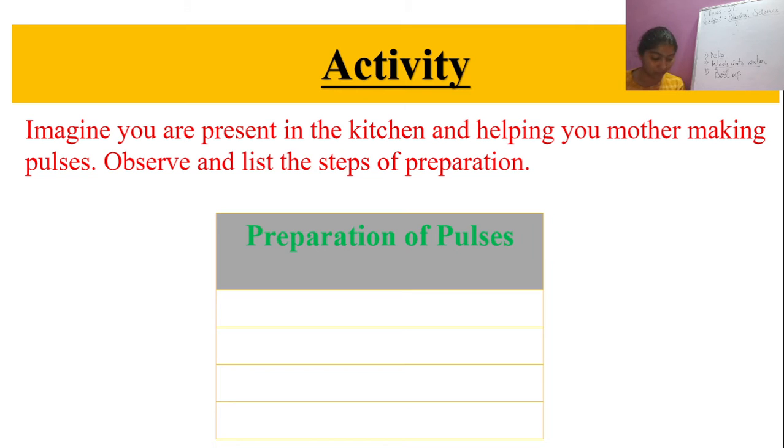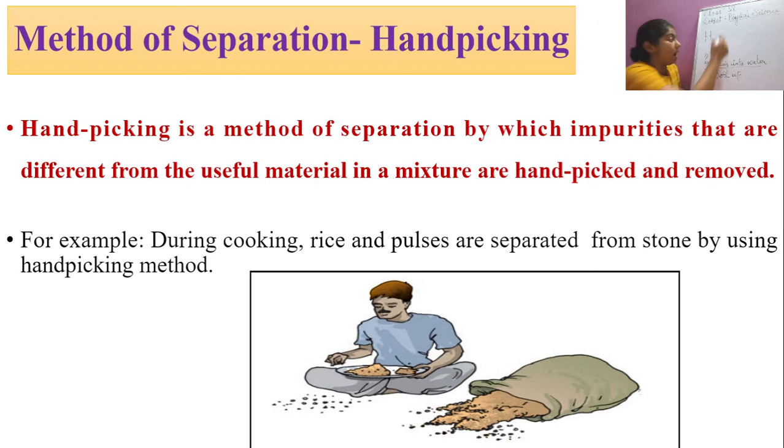So the method we use to separate the impurities from the useful thing with the help of the hands is one of the methods called hand picking method. Okay, so this is one of the methods used for separating out.